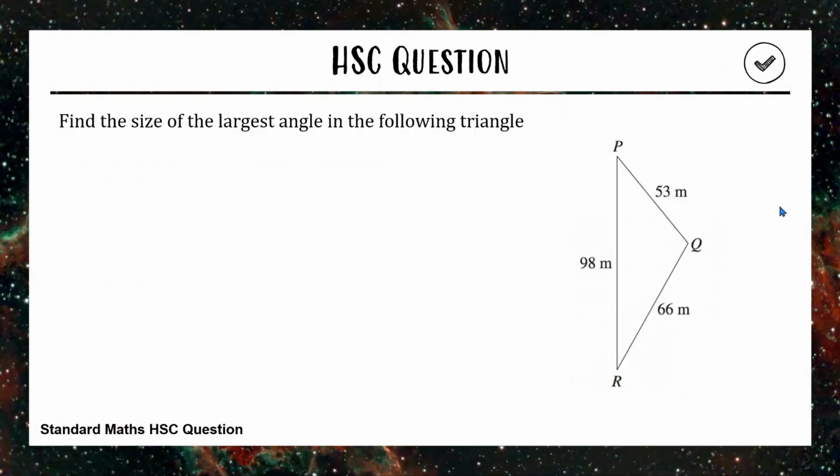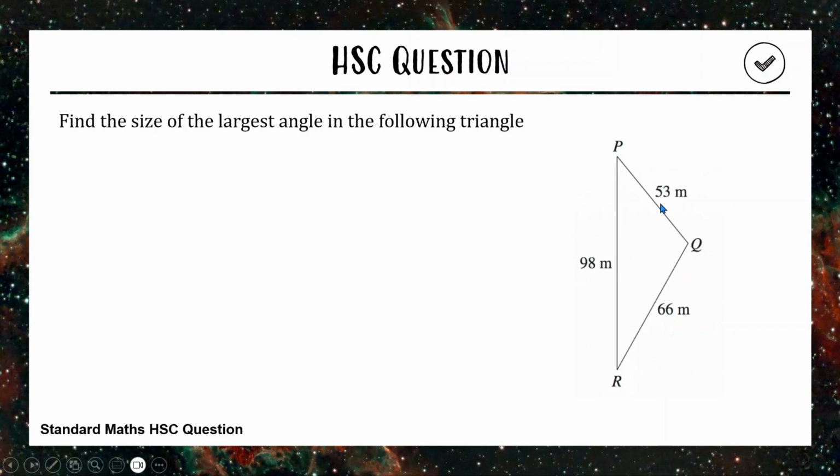On to a couple of HSC questions. This one is from a standard maths exam from a few years ago. It's pretty straightforward. Here's a triangle, PRQ, and we want to find the size of the largest angle. Which of the three angles is going to be the largest? Well, through the power of eyesight, I can see that Q definitely looks larger than P and R. And that's actually true. A property of triangles is that the largest angle will be across from the largest side, which means that Q is the largest angle and R would be the smallest angle.